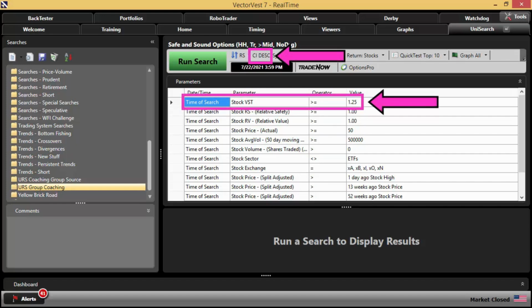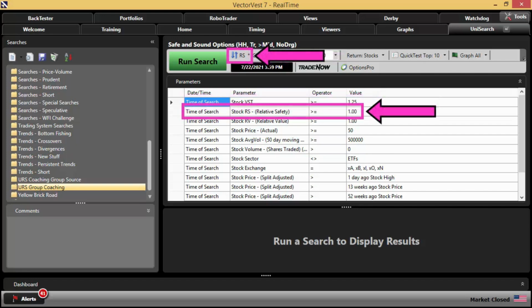First, let's look at how it helps ensure that stocks are currently in an uptrend. Without getting into all the details of the indicators and how they're calculated, just know this. The search looks for high VST, and it uses our comfort index as a way to sort the stocks. This will help find stocks in uptrends and resistant to price declines. Second, to ensure the stocks have a strong earnings engine, it looks for stocks that have a high relative safety rating.